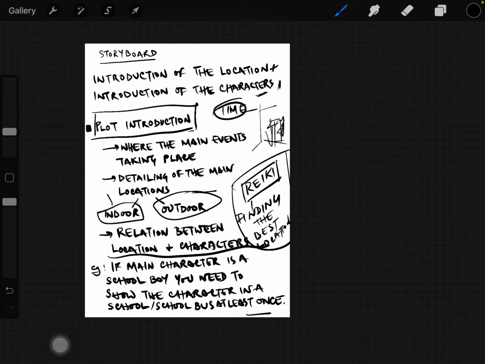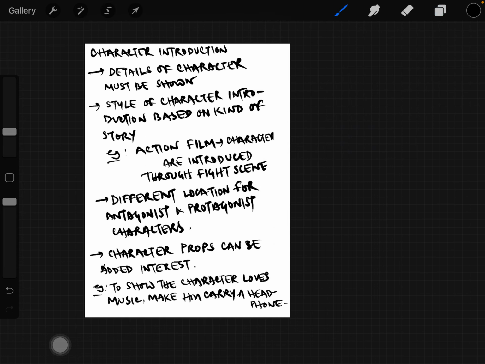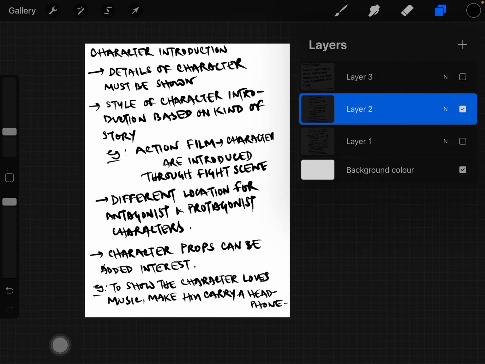Okay, so similar to the location, character introduction is very important in the story, right?